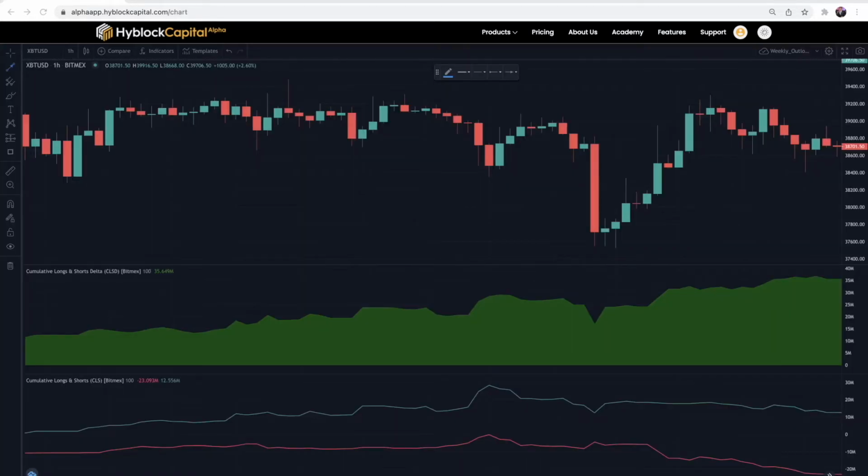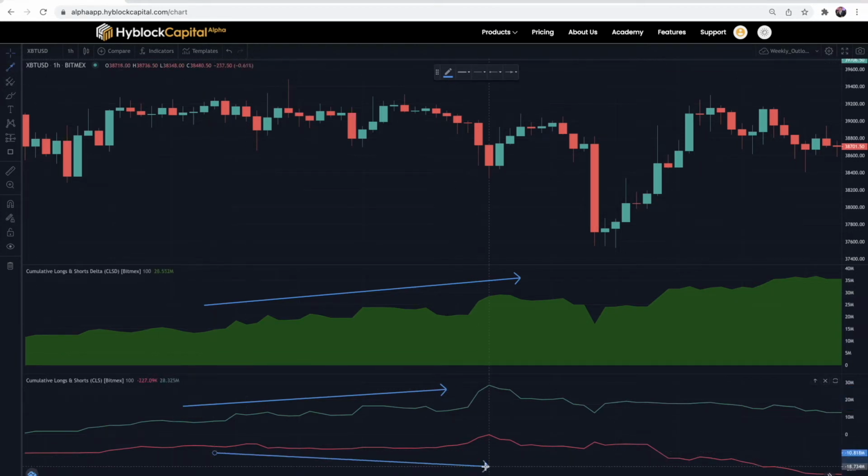Moving on to the main charts, we can take a look at the cumulative longs and shorts indicator, as well as the delta. Over the last few days, we've seen that the cumulative long and shorts delta has increased, which you can see right over here. And this is due to the fact that the net longs have increased and the net shorts have decreased.